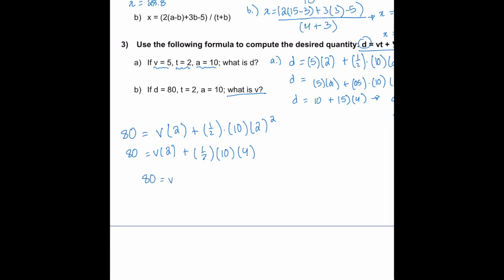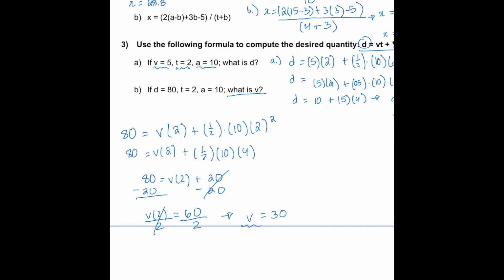So 80 is equal to 2V plus 20. So in this case here, we're just going to go ahead and simply subtract 20 since we're going to try to get V by itself. Subtract 20 from both sides. This will cancel out. This will give us 2V equals 60. So how do we get this by itself? Since we are trying to find V, we just simply divide. Since it's multiplying, we just go ahead and cancel it out by dividing. So divided by 2, this will cancel out, which will give us V is equal to 30.